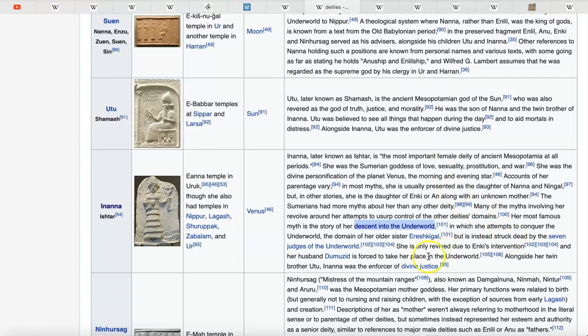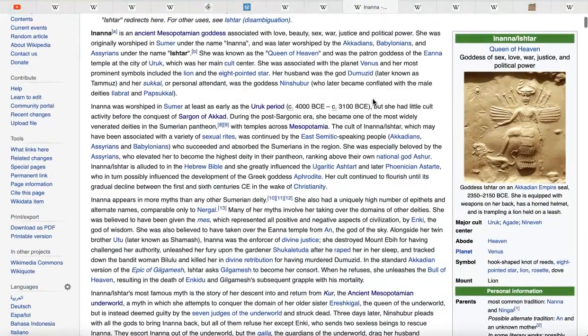And her husband, Dumuzi, I call him Dumuzi, they call him Dumuzid, is forced to take her place in the underworld alongside her twin brother Utu, this guy up here. Inanna was the enforcer of divine justice. What doesn't she do? She just does it all. War, sex, fertility, justice. This is weird. At least to me it is. To me it seems a little odd. But that's just me. Okay, so already, and here she is again, the page on Inanna.